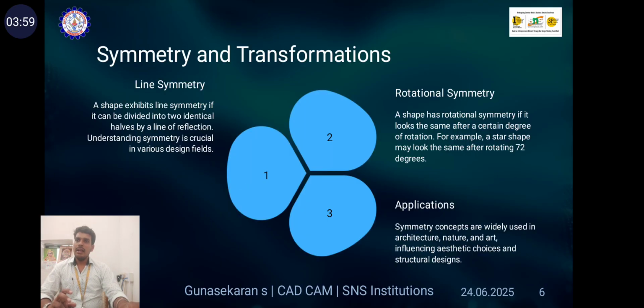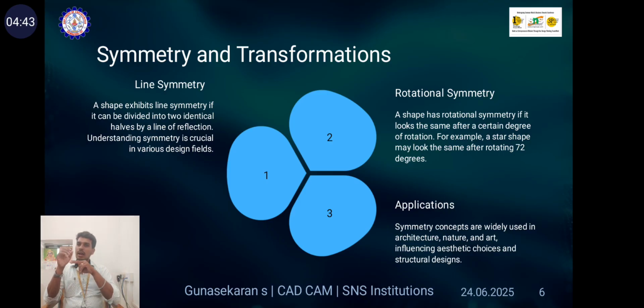Finally, we are seeing about symmetry and transformations. Symmetry is a key geometric concept closely tied to transformations like reflection and rotation. Line symmetry, also called reflectional symmetry, occurs when a shape can be divided into two equal halves that mirror each other. Rotational symmetry exists when a shape looks the same after a rotation of less than 360 degrees.